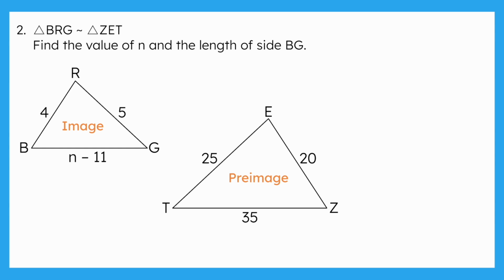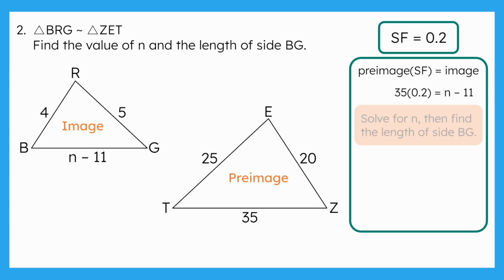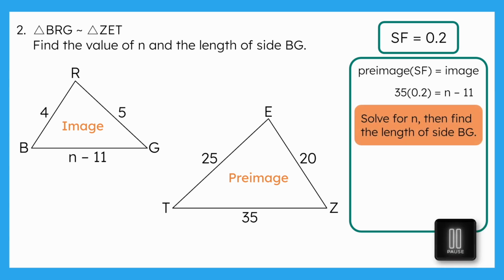Next, to solve for n and find the length of side BG, we'll come back to our trusty equation for relating a pre-image to a similar image. Pre-image times scale factor equals image. 35 is the pre-image side, our scale factor is 0.2, and n minus 11 is the image side. That gives us the equation 35 times 0.2 equals n minus 11. Go ahead and solve for n, and then substitute the value of n back into the expression n minus 11 to find the length of BG.